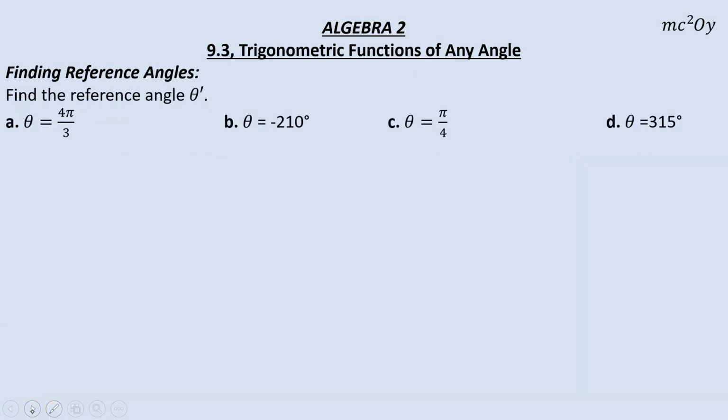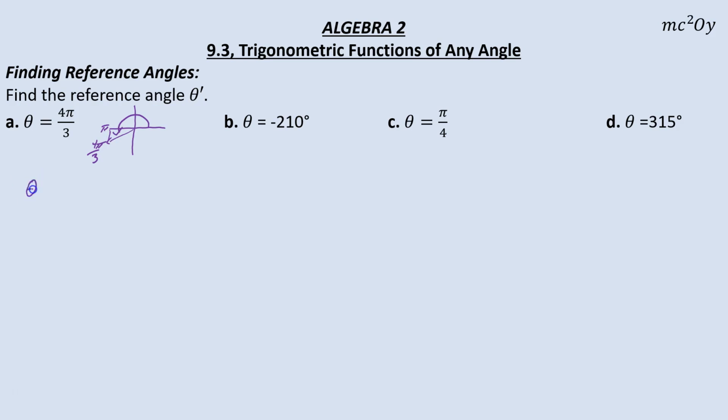Okay? And I first need to know where the angle is. So 4 pi over 3. Well, think of it this way. 3 pi over 3 is pi. So 4 pi over 3 is right down here, meaning I'm in quadrant 3. Okay? This is 4 pi over 3. And so I want to know this angle. And some of you can just look at it and figure it out.